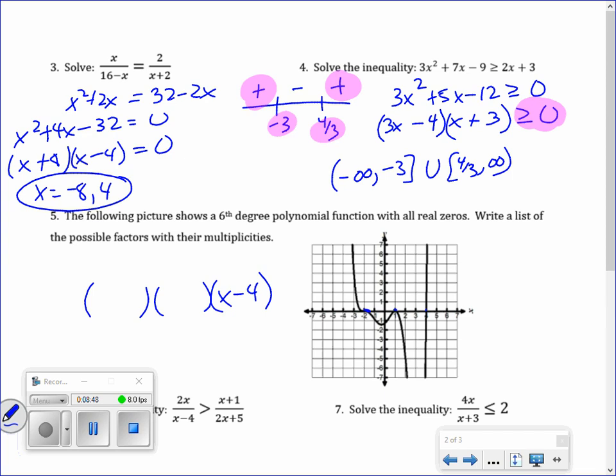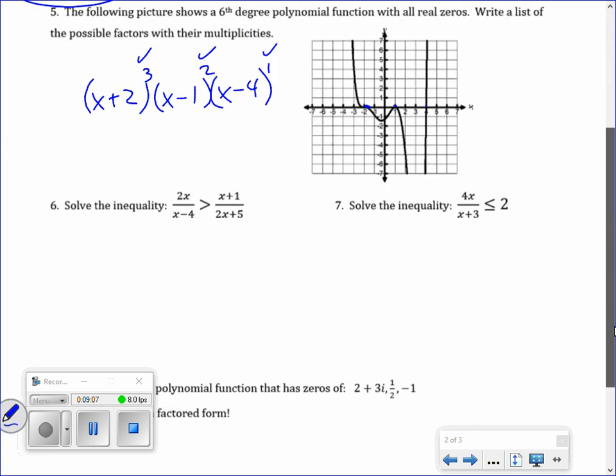I see a bounce at 1, so x minus 1, and then -2, x plus 2. The bounce is probably worth about 2. It's kind of a quick bounce. The -2 is like a slow pass through, so I'll put 3. Let's just make sure: 3 plus 2 plus this 1 right here adds up to 6. So we're all set.